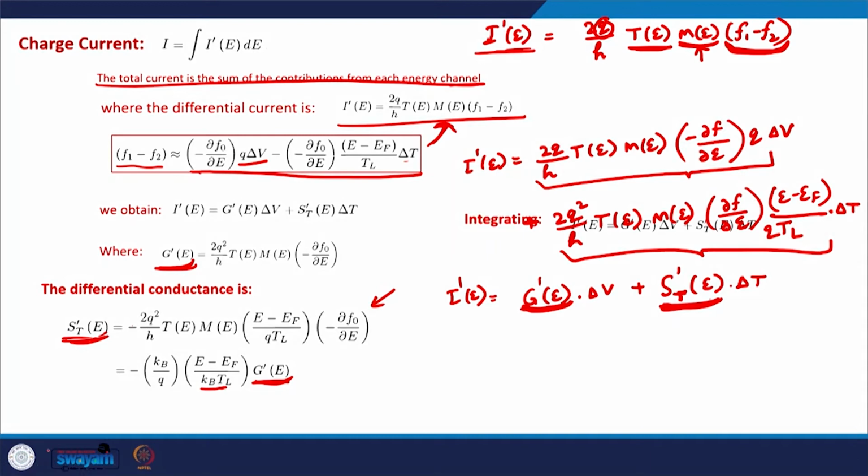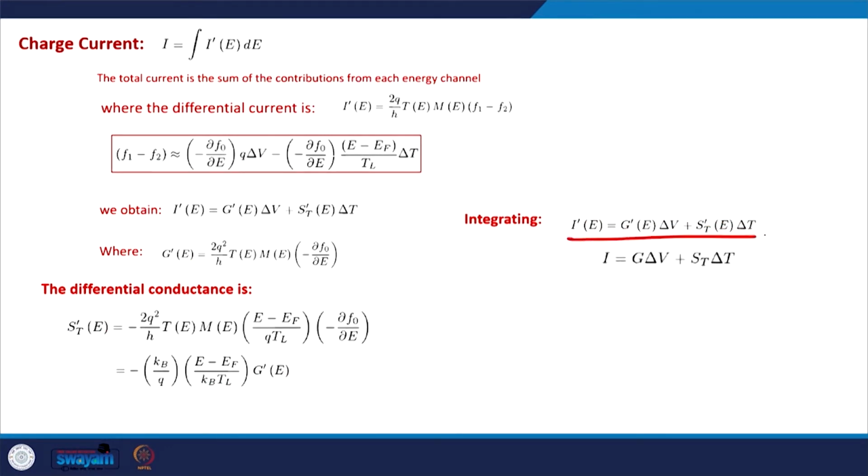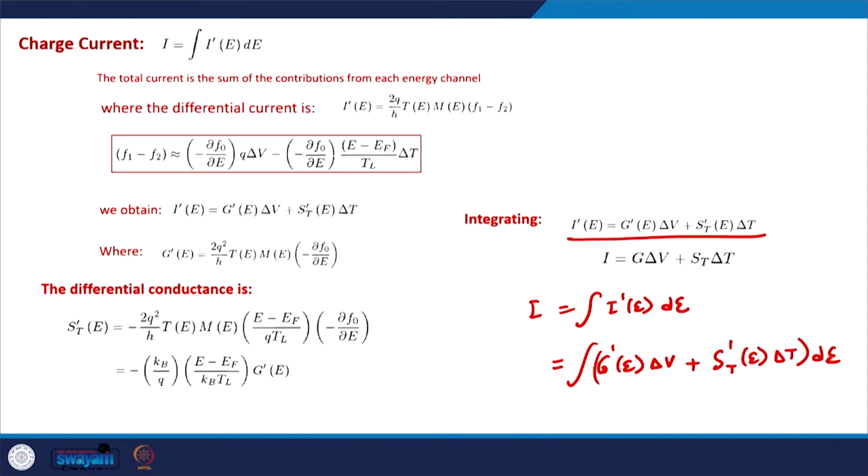So finally after integrating this expression, the total current will be the integration of the differential current with respect to energy, and it becomes G prime E delta V plus S prime T E delta T integrated over all possible energy pathways, and this turns out to be G times delta V plus St times delta T. So where G is the electrical conductance of the system, of the conductor, of the semiconductor under consideration, and St is the Soret coefficient of the semiconductor or the electrothermal diffusion coefficient of the semiconductor.